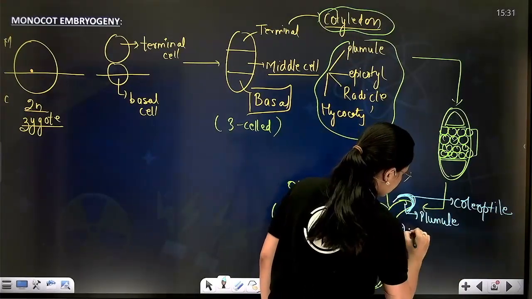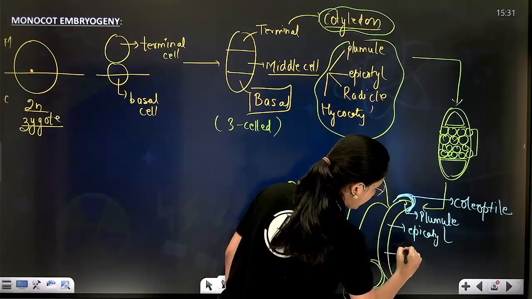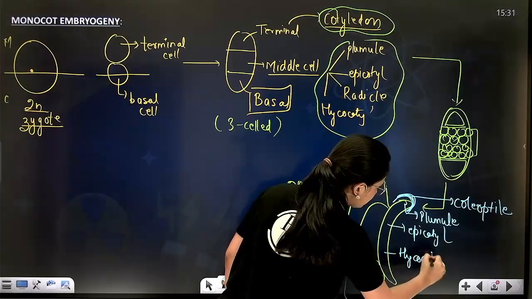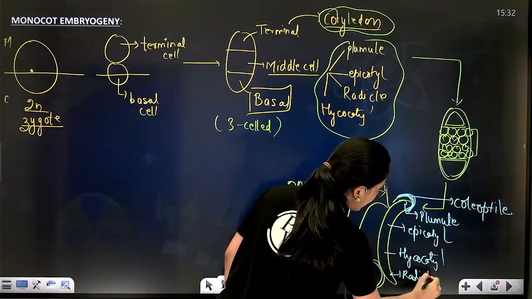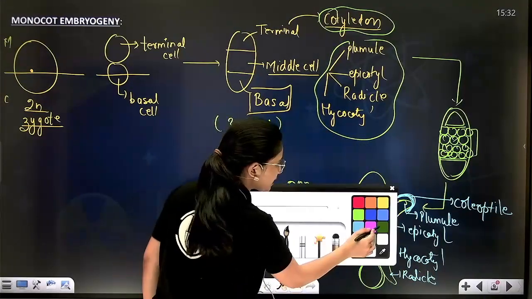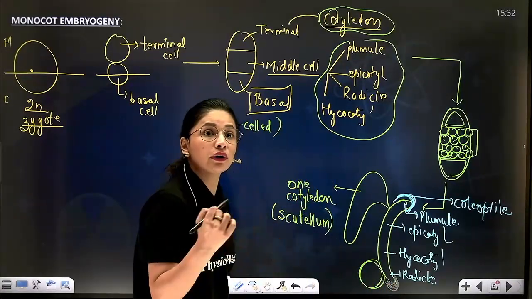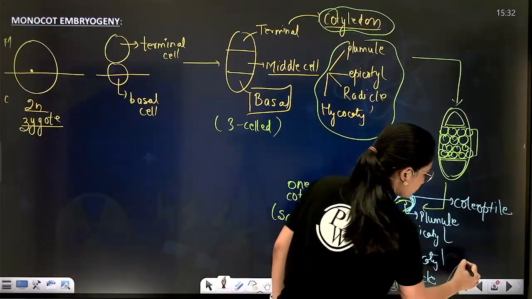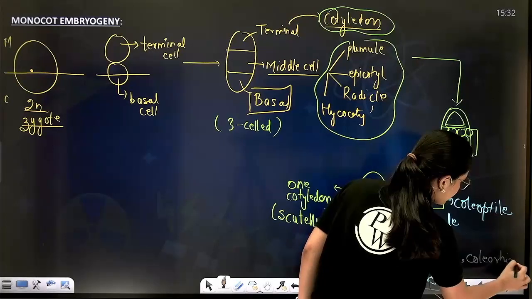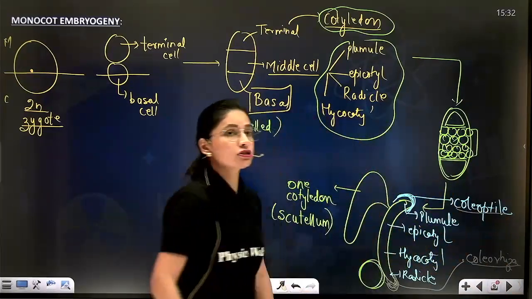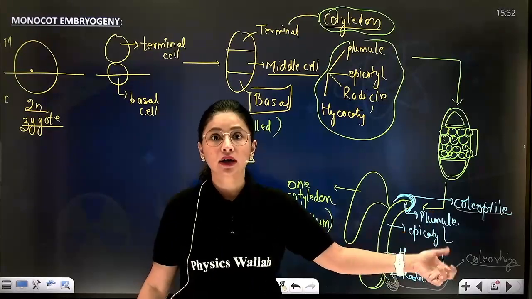This is the epicotyl, then followed by the hypocotyl, then the tip is the radicle. Similarly, the radicle is also well protected by a sheath-like structure called the coleorhiza. Understood? These two are additional structures which you don't see in a dicot embryo.